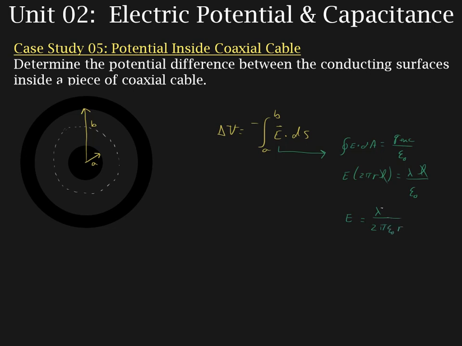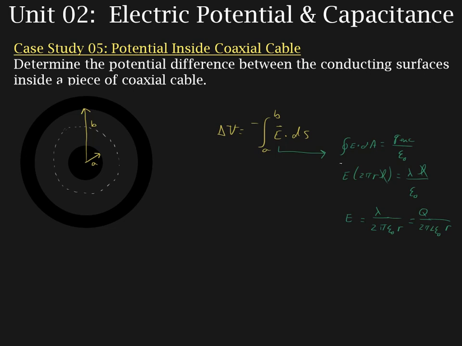Now remember, typically lambda is not something, well, I shouldn't say typically, but on the AP exam, lambda may not be something which is given, so don't be afraid to write this as Q over L. And if that's going to be the case, then we'll write Q over 2 pi L epsilon naught times R.